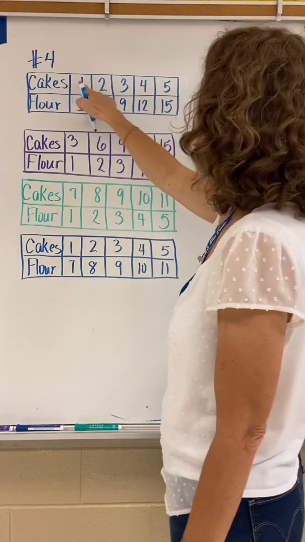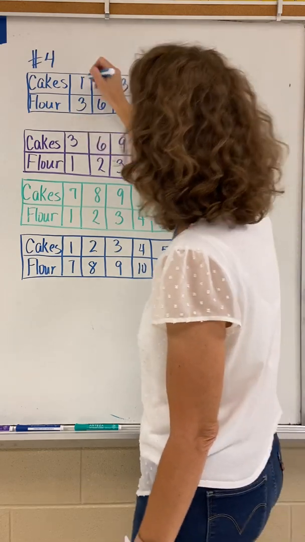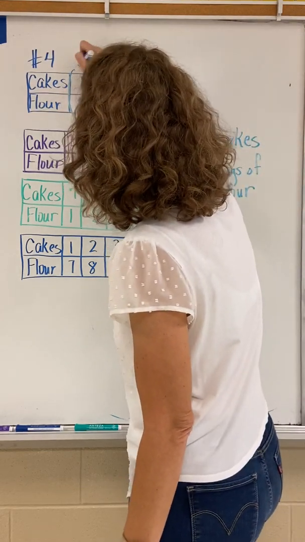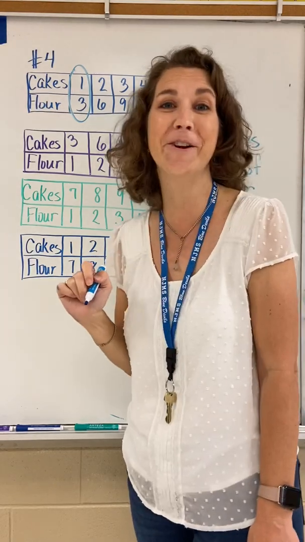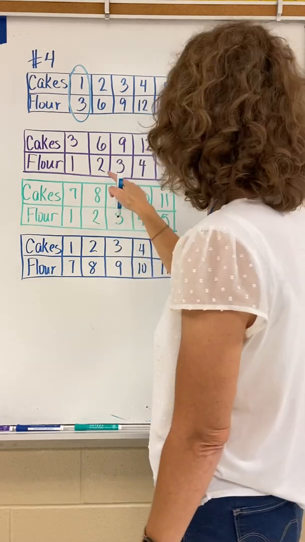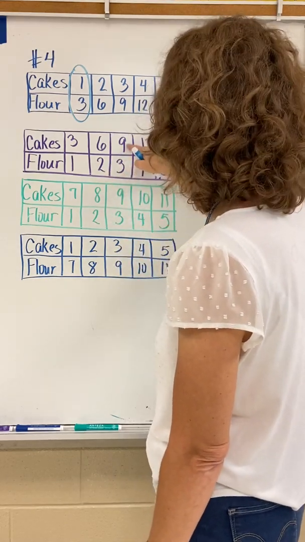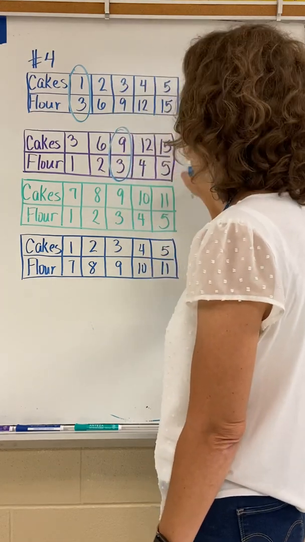So up here, do we see 9 cakes? Do we see 3 bags of flour? There's 3 bags of flour, but there's only 1 cake made with 3 bags of flour. That's a lot of flour in one cake, if you think about it. Okay, look at the second one. Let's look for 9 and 3. Here's 9 cakes and 3 bags of flour. All right, so that's a possibility.